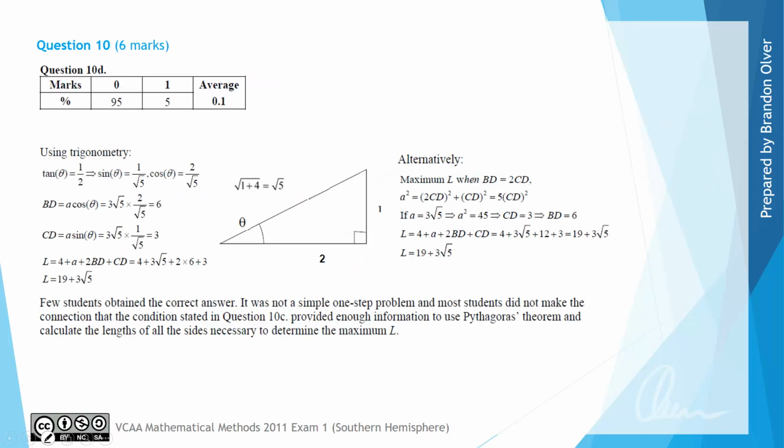From the examiner's report, we can see that only 5% of students managed to get that question correct, and that the examiner's comment reflects that very few students obtained the correct final answer. It was not a simple one-step problem, and most students did not make the connection that the condition stated in question 10C provided enough information to use Pythagoras' theorem and calculate the lengths of all necessary sides to determine the maximum value of L. Another method involved trigonometry and right-angled triangles, and it is also detailed in the examiner's report.